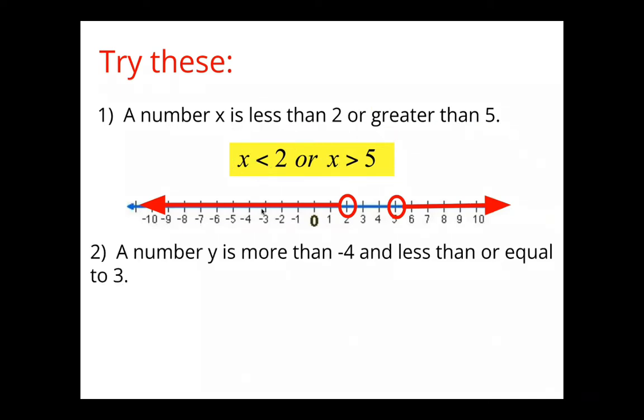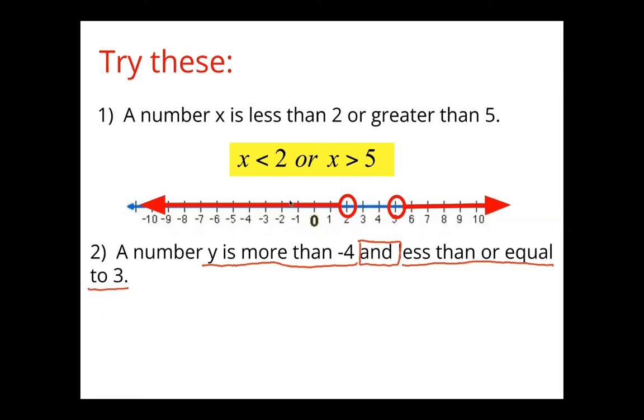Here is our second one. We have a number y is more than -4 and less than or equal to 3. I'm going to identify my inequalities. So we have y is more than -4. Our joining word in this case is and. And then my second inequality would be less than or equal to 3.